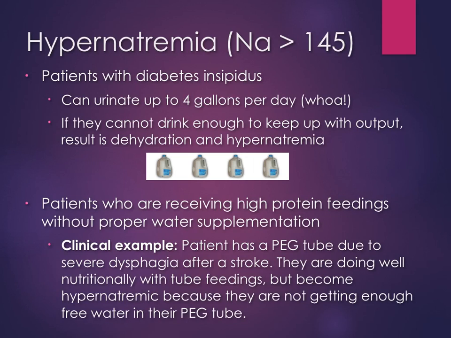In addition, people who are getting tube feedings, you need to watch for hypernatremia as well. These folks are getting nutrition because they're unable to swallow for whatever reason, and they're getting lipids and proteins and carbohydrates through this tube feeding, but you've got to remember they need water as well, just like we do. So if water is not being added to the tube feedings, they too can become dehydrated and get hypernatremic.